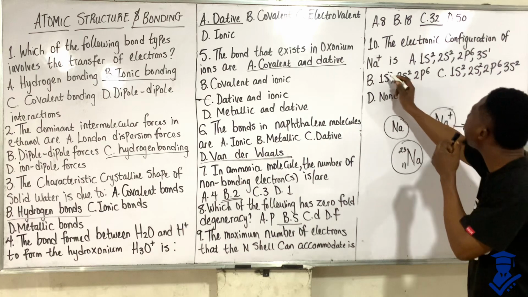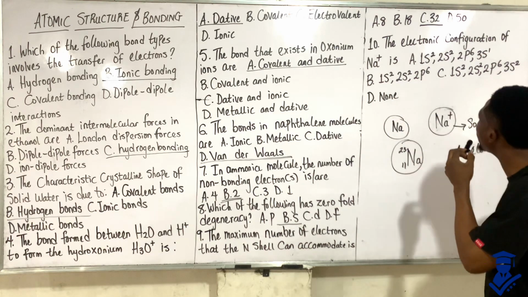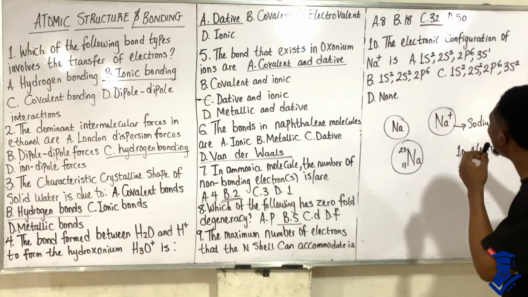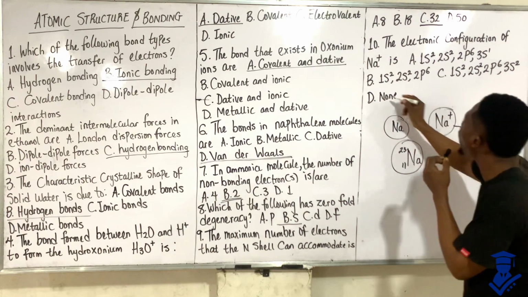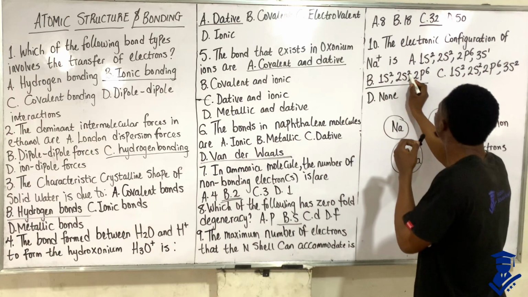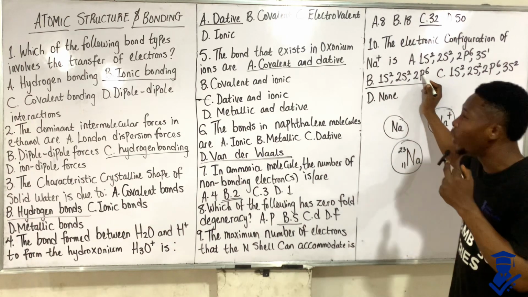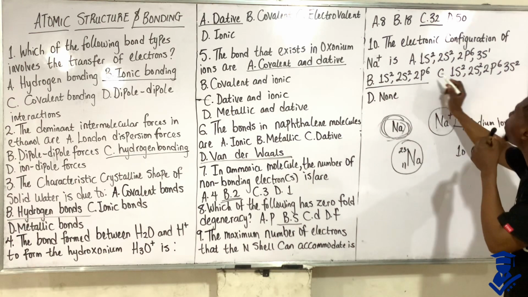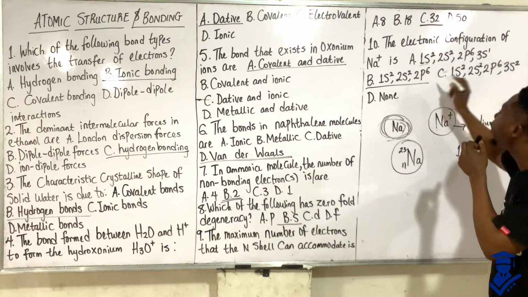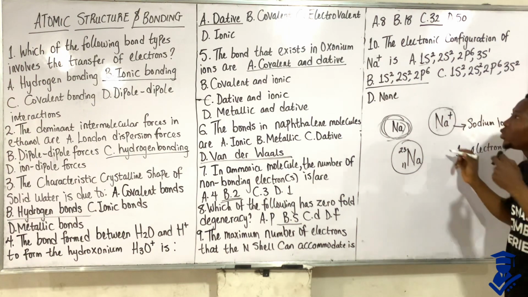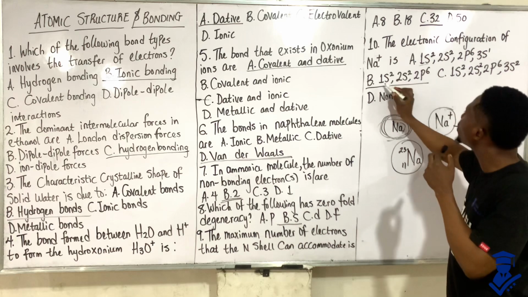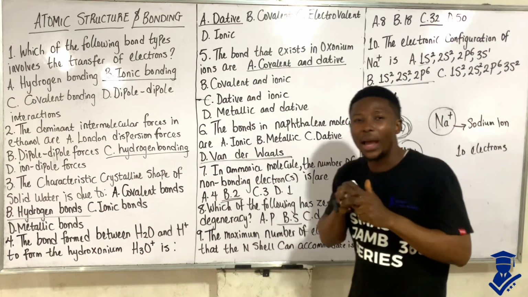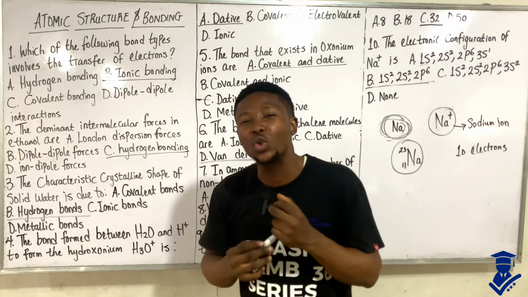So if we are filling the orbitals of this electronic configuration, it's going to be 1s2, 2s2, 2p6. All right, so option B is correct because 2 plus 2 plus 6 gives us 10. If it was just ordinary sodium, which is neutral, the electronic configuration would have been option A. But because it has lost one electron, it now has 10 electrons. Filling the orbitals, you're going to have 1s2, 2s2, 2p6, which is option B. Now, that will be all for this topic, atomic structure and bonding.